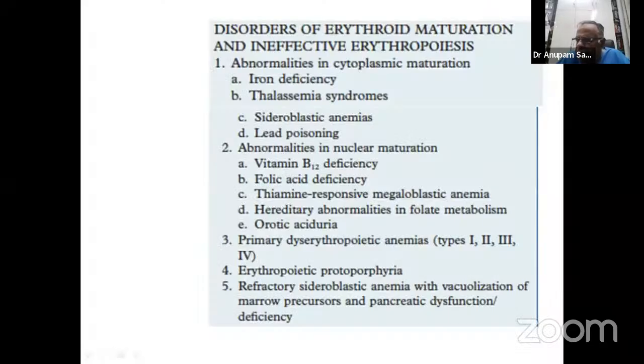Abnormalities in nuclear maturation can be due to folic acid, B12, or thiamin responsive megaloblastic anemia, etc. You can have diseases which are not that common in the pediatric age group, that is dyserythropoietic anemia, or it would be due to protoporphyria, etc.